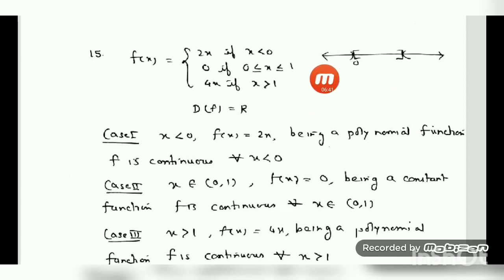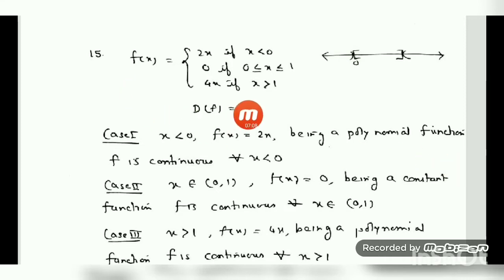First let us consider the interval, that is what? The less than 0 case, that is minus infinity to 0. So for x less than 0, f(x) is defined by 2x. So I have written f(x) equal to 2x. Being a polynomial function, it is continuous for all x less than 0. Because you know a polynomial function is continuous for all real numbers, hence for x less than 0. Now for the interval 0 to 1, the function is defined by 0. So f(x) equal to 0, being a constant function, is continuous for all x belonging to 0 to 1.